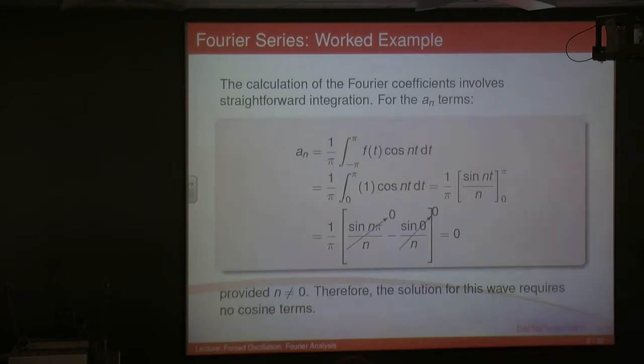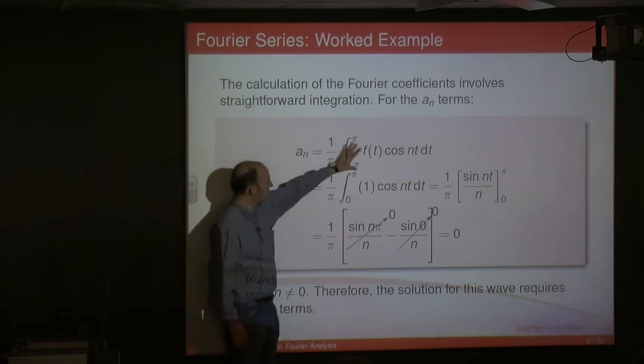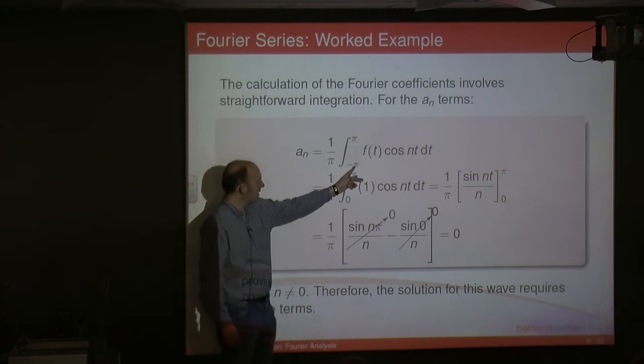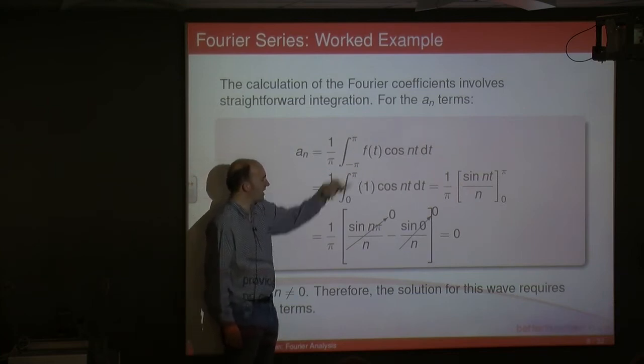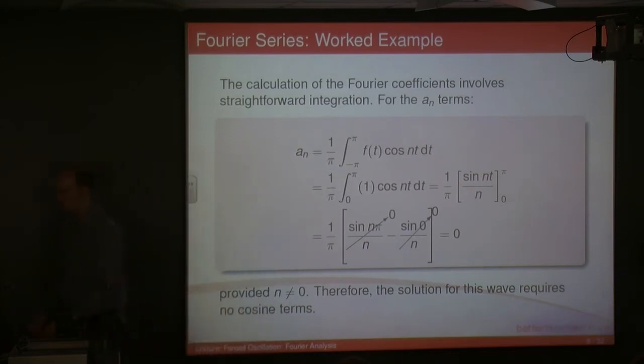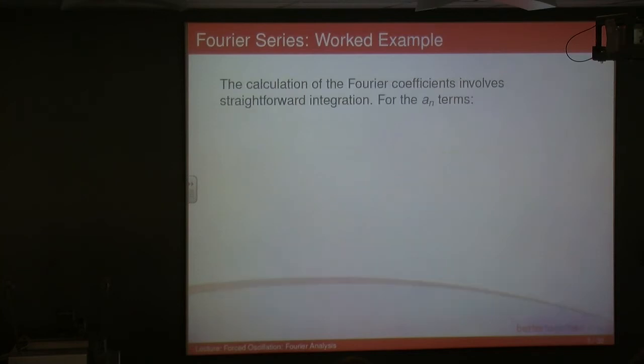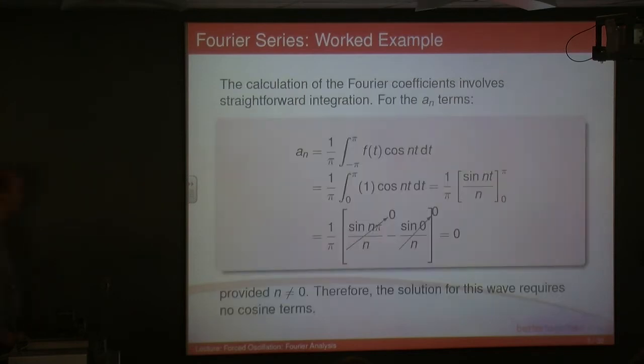Now to calculate the coefficients, first off an. Here's our equation for an. It's pointless me evaluating from minus pi to 0, because we know straight away from the picture that between minus pi and 0 the value is 0. So the integral of that bit is going to be 0. So I'm integrating between 0 and pi.